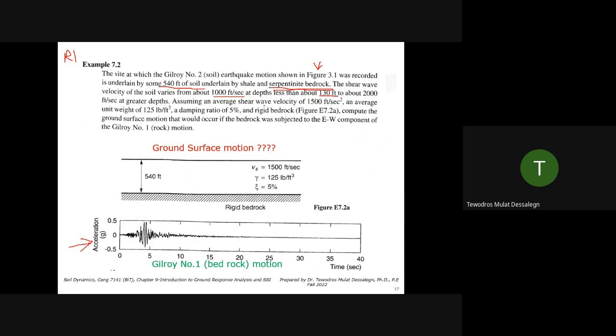Assuming an average shear wave velocity of 1,500 feet per second, an average unit weight of 125 pounds per cubic foot, a damping ratio of 5%, and a rigid bedrock, compute the ground surface motion that would occur if the bedrock was subject to the east-west component of the Gilroy number 1 rock motion. So what it says is, this is using the linear analysis, or using the transfer function.